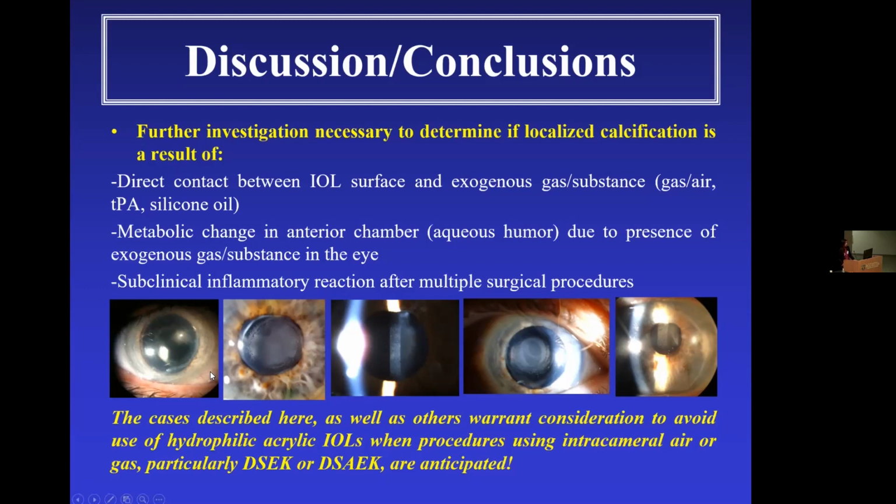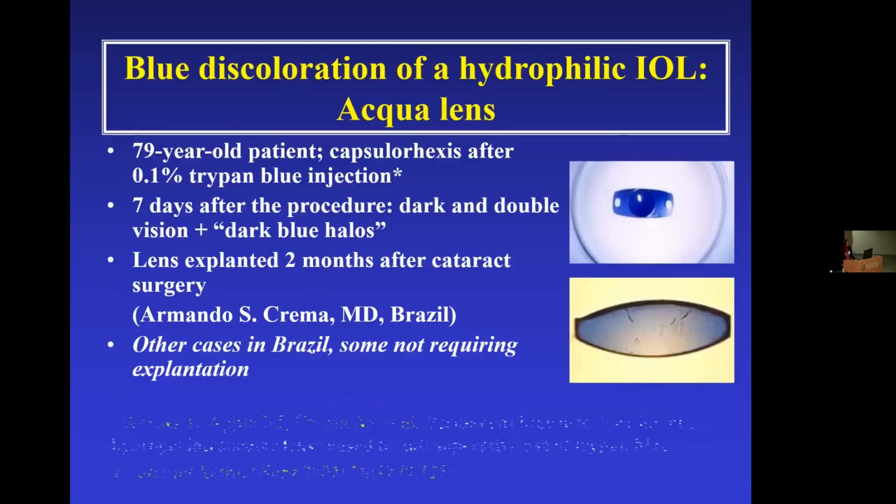So what we recommend, at least for the moment, is that if you have a patient for cataract surgery and you know based on corneal examination that this patient is going to require procedures such as the DMEK or the DSAEK, you should avoid implanting hydrophilic acrylic lenses in these patients, because some studies show that this problem may occur in up to 10% of the cases, which is quite high.